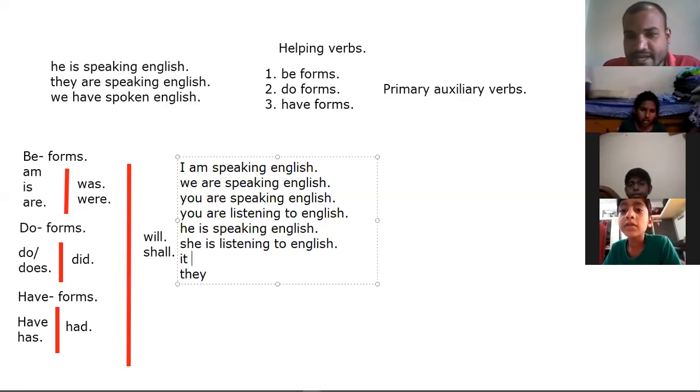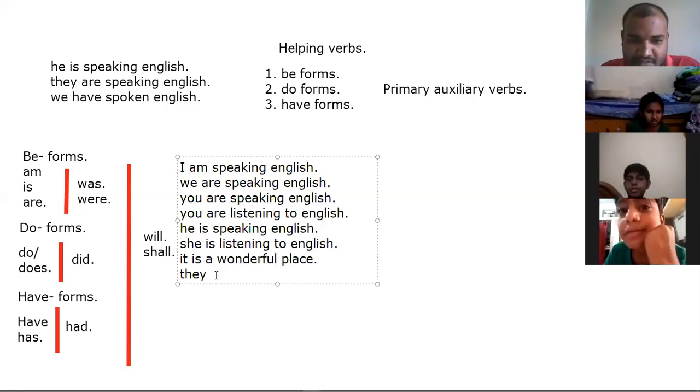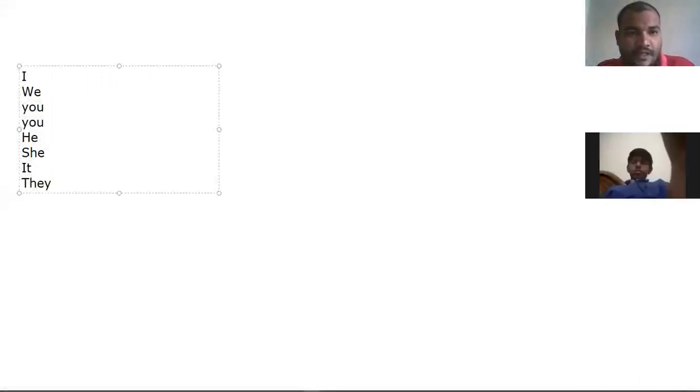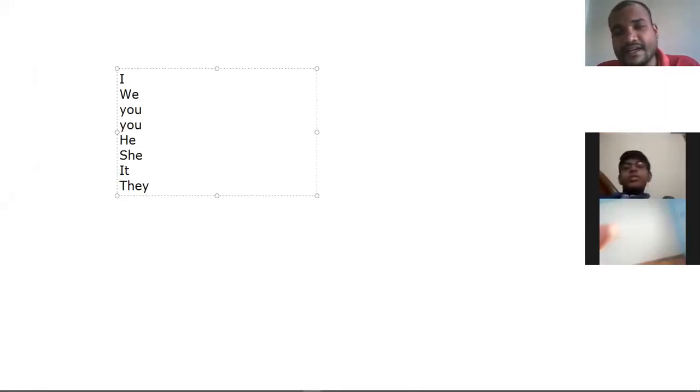Next, it is a wonderful place. Very good. Now, they are learning. So, these are the things we have been discussing. Let me give you one more example. As I said earlier, I am is in the present tense.